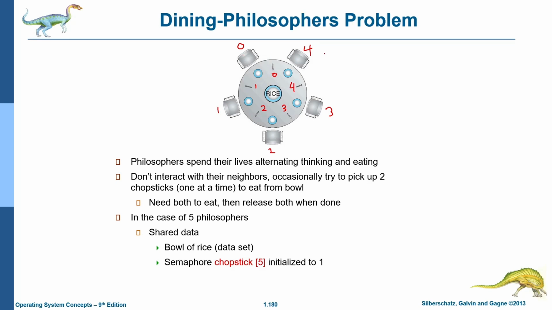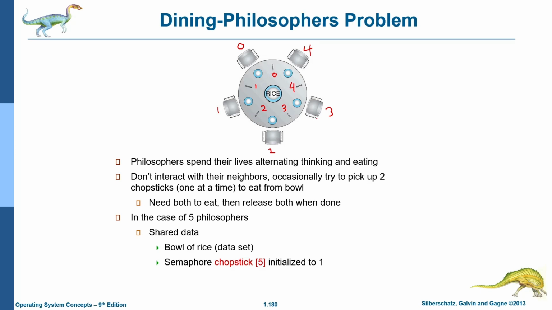This is the problem. We need to solve it and see what happens if somebody is hungry. Most of the time the philosophers spend their time thinking. But if they're hungry, they'll start eating. But they can only eat if they have both chopsticks with them, left and right. They cannot eat with just one.